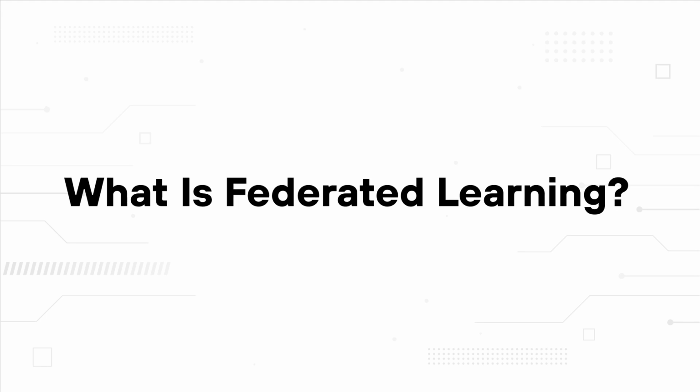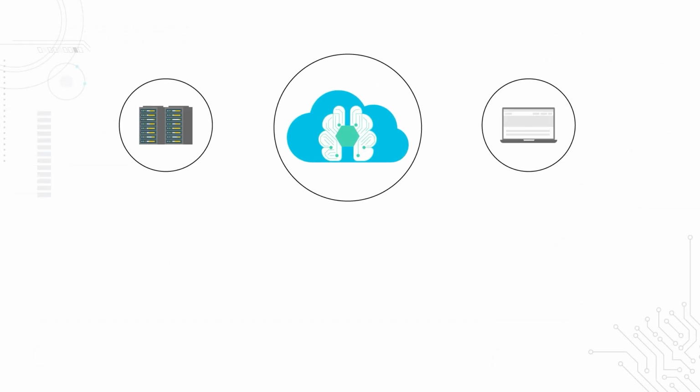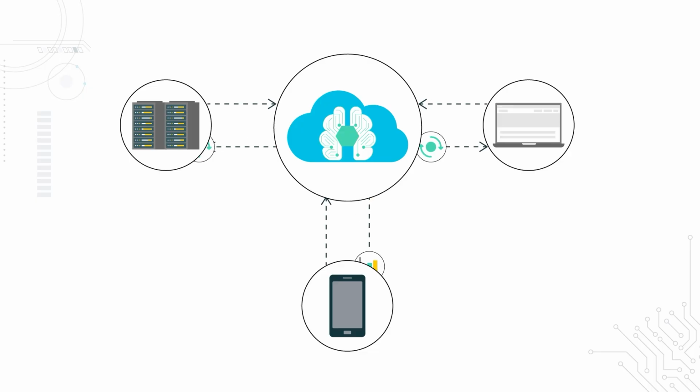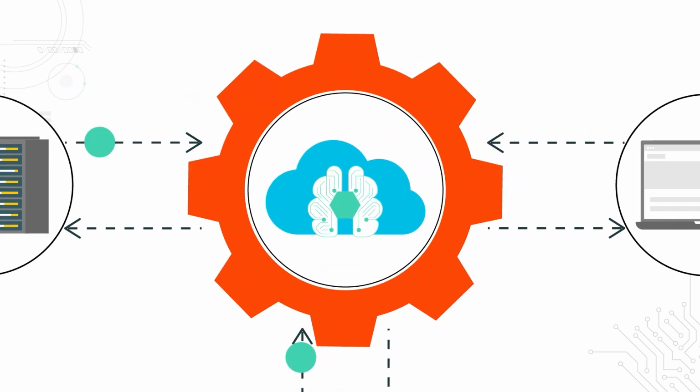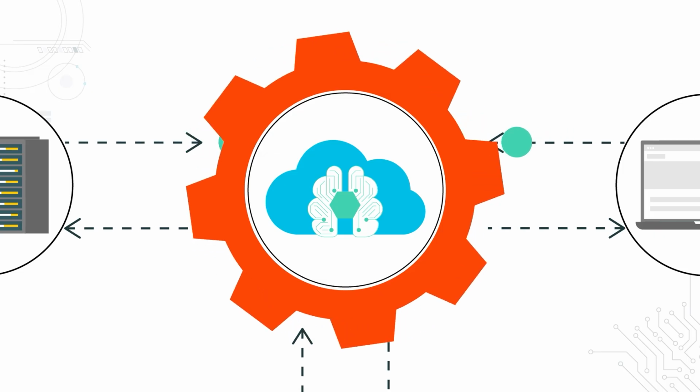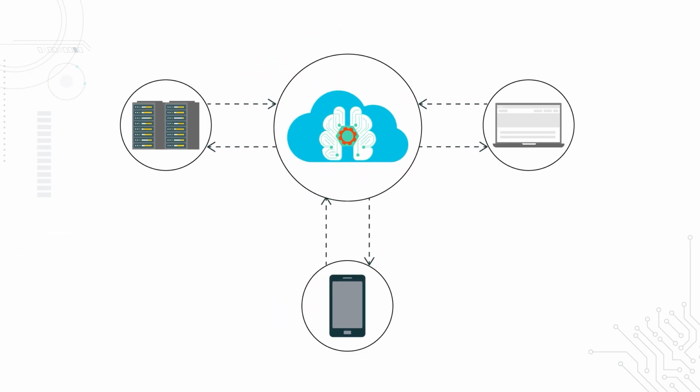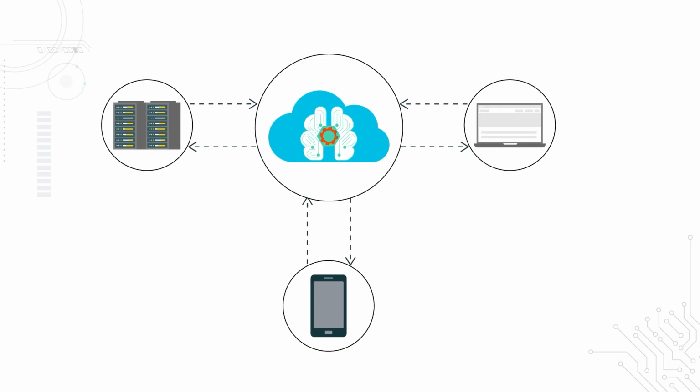What is federated learning? Federated learning is a way to train machine learning models without moving the data. Each participant, like a device or organization, trains a shared model locally, then sends updates to a central server. The central server never sees raw data. It only sees the model updates. It uses those updates to improve a global model and sends that back out to start the next round.